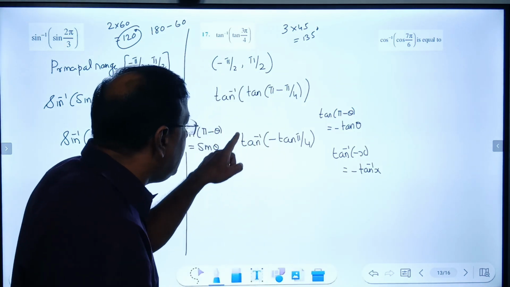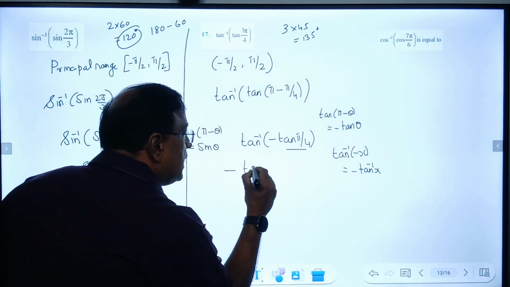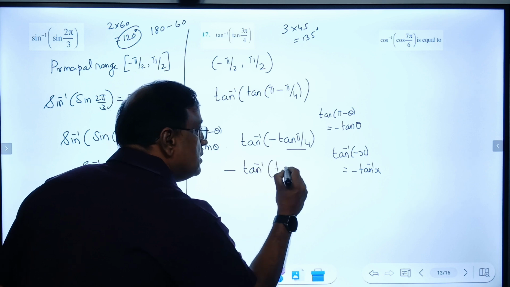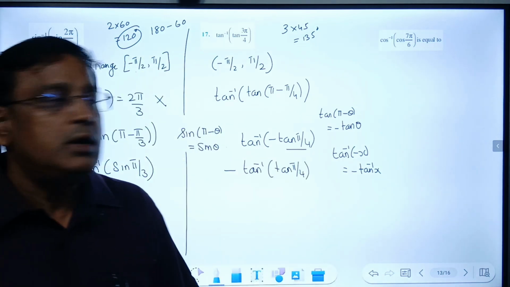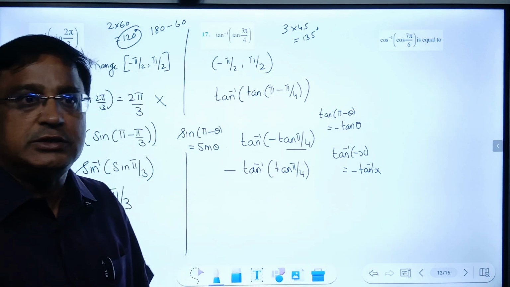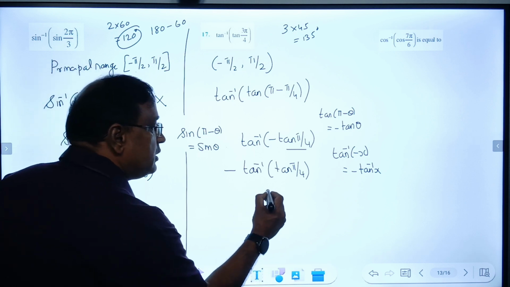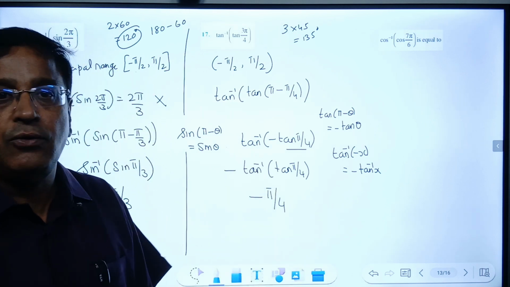So what is tan inverse of minus x? It's minus tan inverse of x. Here I treat tan pi by 4 as x. Now what is tan inverse of tan pi by 4? Yeah, pi by 4 lies in the principal range. It's 45 degrees. So it is pi by 4. Already I have a minus sign, so it is minus pi by 4.